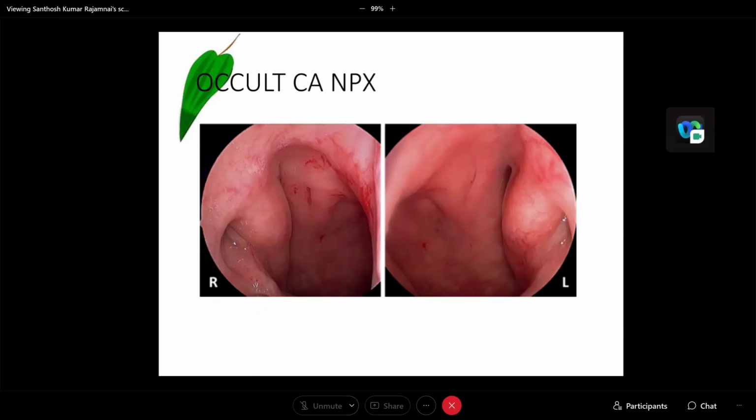This is a picture showing normal. We may easily dismiss this patient saying everything is normal. But blind biopsy of the right-sided fossa of Rosenmuller revealed that there is a malignancy. This is a patient who presented with a secondary lymph node, and blind biopsy of the right fossa of Rosenmuller revealed that there is a right nasopharyngeal carcinoma hiding. So it's completely occult. No way of making a diagnosis. You may even tell the patient it's normal. You may go.